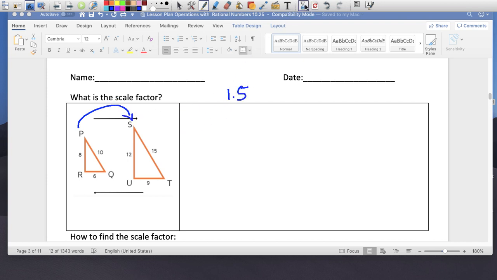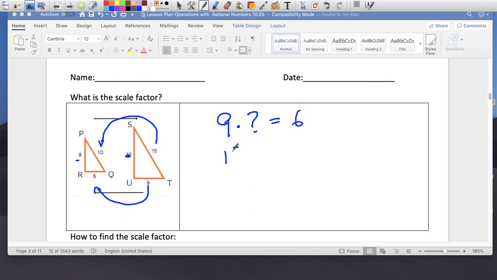Okay. Now let's look at this in a different way. What if I went from S to P? I'm going to go from big to small. I'm getting smaller, right? So 9 to 6, then 15 to 10, and then 12 to 8. So what would be our scale factor? Well, this one is a reduction, right? So 9 times what number gives you 6. 15 times what number equals 10. And then 12 times what number equals 8.